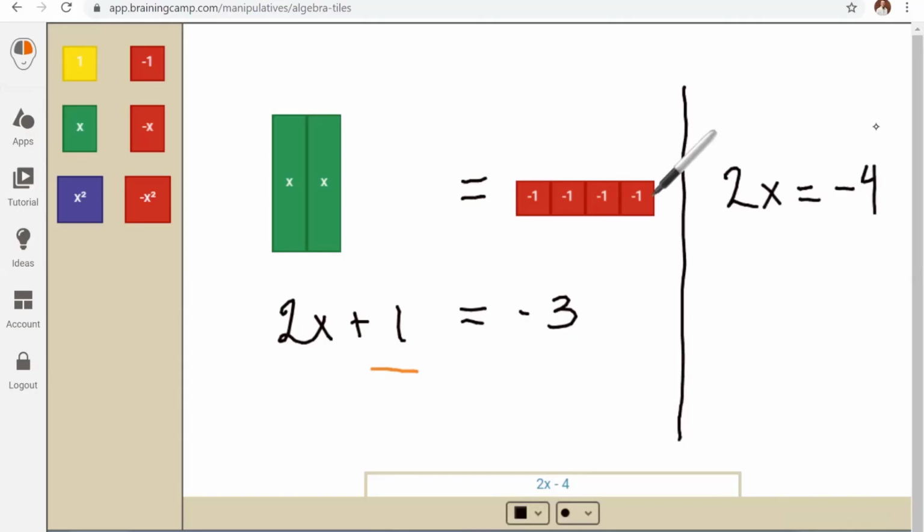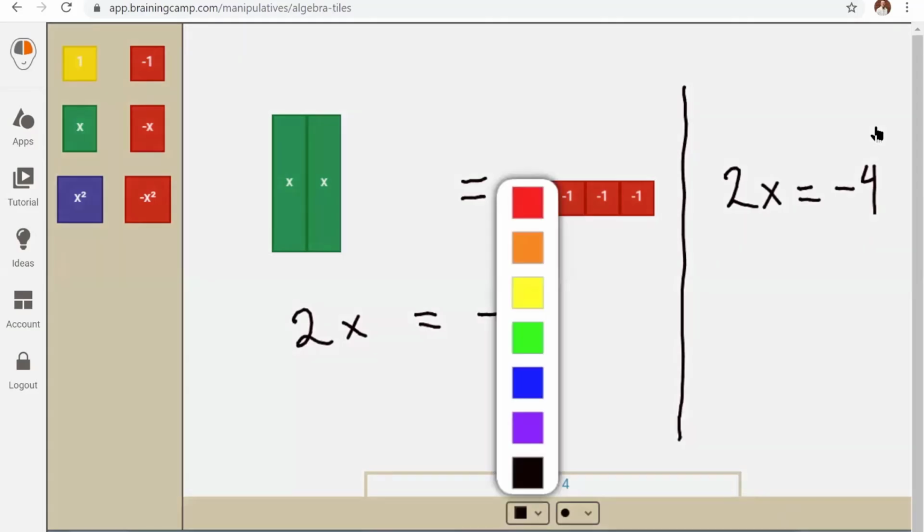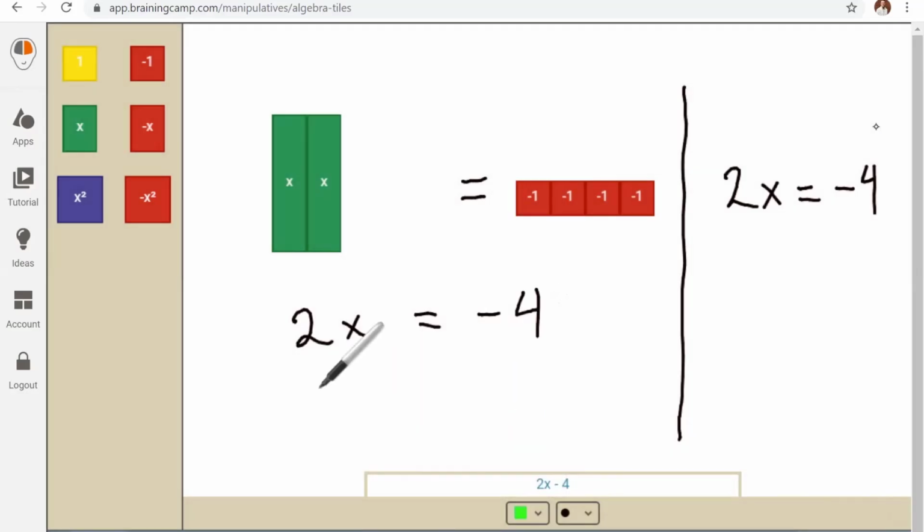So now we can ask the question again, who is messing with our x? Well, now we see that only the 2 is messing with our x. 2x equals -4. So only the 2 is messing with our x now. How are they messing with our x? Well, multiplication. What is the opposite of multiplication? We know that the opposite of multiplication is division.